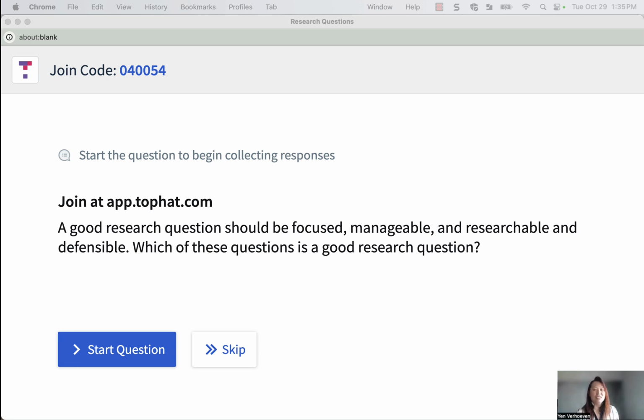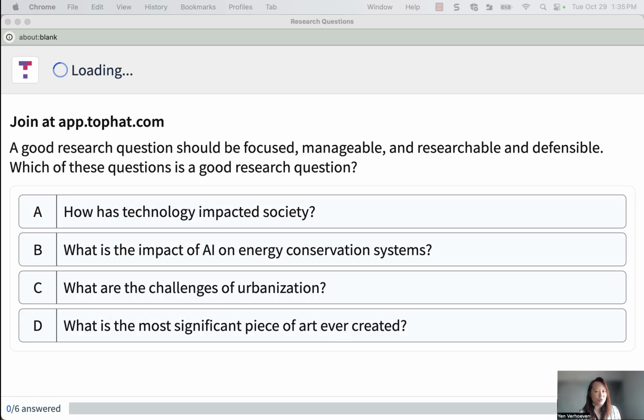Okay, so let's talk about research questions. A good research question should be focused, manageable, researchable, and defensible. Which of these questions is a good research question? How has technology impacted society? What is the impact of AI on energy conservation systems? What are the challenges of urbanization? And what is the most significant piece of art ever created? Here's a hint when it comes to research questions, okay?